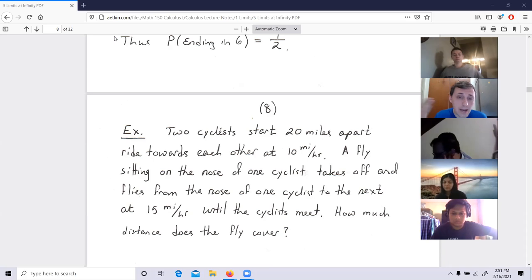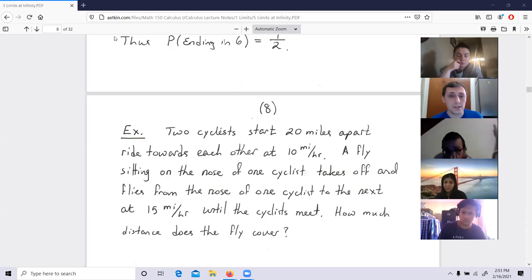Now, how long will it take the bicycles to meet? That's pretty easy here, right? Each of them moves at 10 miles an hour. They have to cover a distance of 20. So if you wait 1 hour, each of them covers its part of 10 miles. So in 1 hour they meet. And everyone who said 15 miles is correct. You see that? The fly will travel 15 miles distance back and forth.